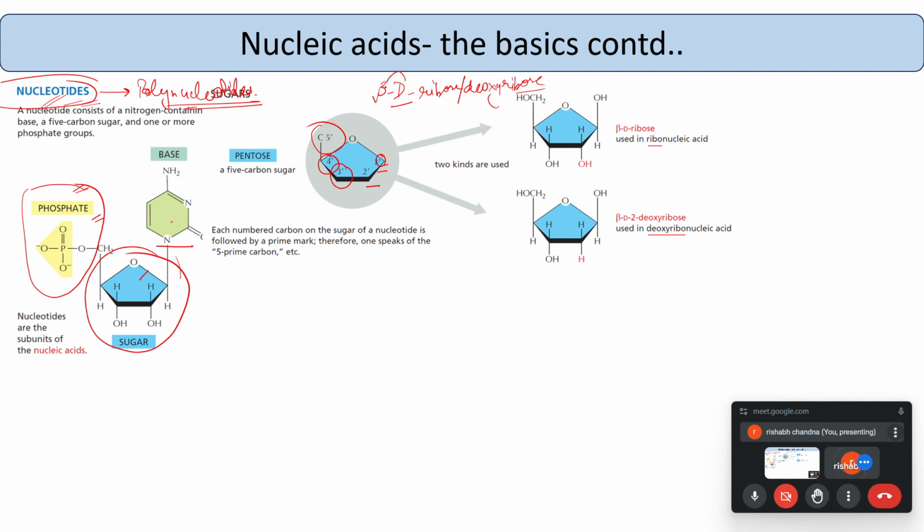Why D? Because in the human system, D is the only carbohydrate that is present. And L are the amino acids. So this is the basic of the isomerism. I'm not going into the detail in that particular field. So here we have two kinds of sugars. One is the ribose that is present in the ribonucleic acid. Another is the deoxyribose that is present in the deoxyribonucleic acid.